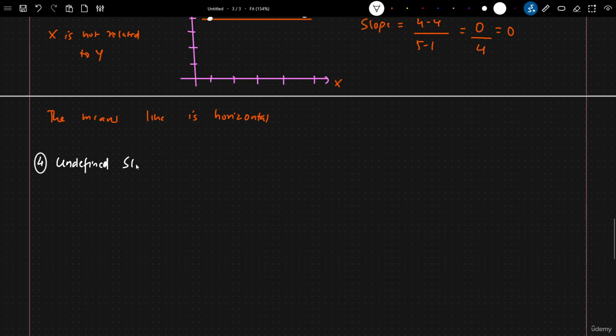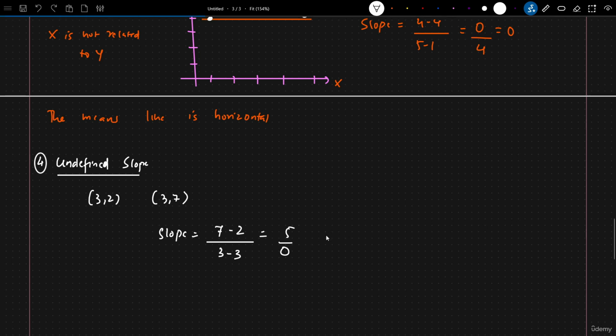Undefined slope, the fourth one. In the case of undefined slope, let's take two coordinates, (3, 2) and (3, 7). You can go ahead and plot this. If I calculate my slope, it is nothing but 7 minus 2 divided by 3 minus 3, which is nothing but 5 by 0. If 5 by 0 is there, that basically means it is undefined, because the output is going to come as infinity. So it indicates just a vertical line. That's it. Because it will be in one point itself and it just indicates a vertical line.